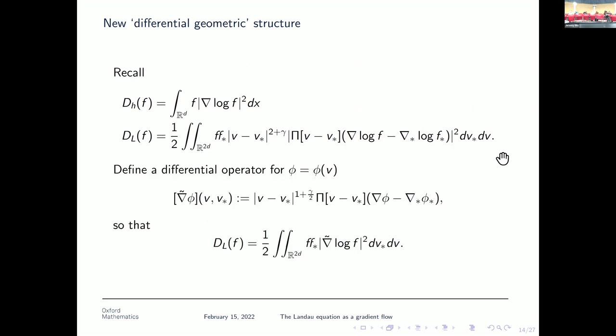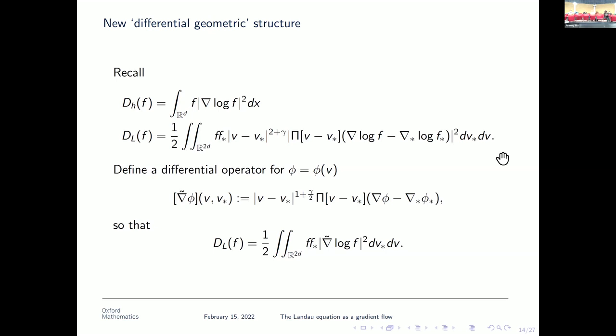But if I introduce this differential operator, which I call nabla tilde, i.e. you give me a function of v, and nabla tilde of phi returns a function of v and v star, given by |v minus v star| to the (1 plus gamma)/2 times the projection applied to the gradient of phi at v minus the gradient of phi at v star. Why have I introduced this notation? Well, in that way, the Landau dissipation has this compact form, and at a distance, it looks very similar to the Fisher information. So morally, the F F star is taking the role of the F from the Fisher information, and I've changed whatever differential operator I have acting on the logarithm of F.